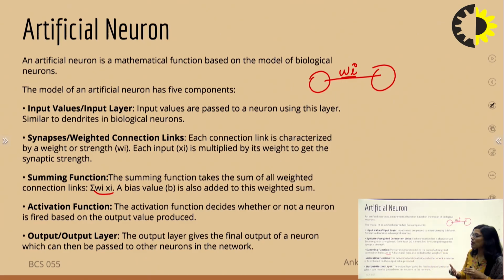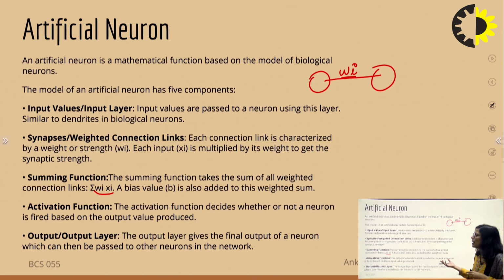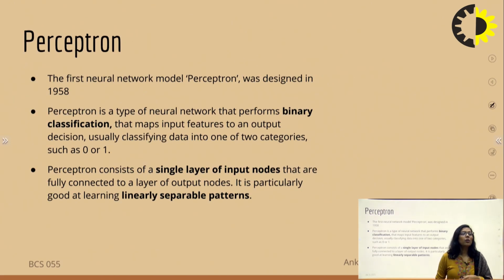The activation function decides whether or not the neuron is fired based on the output value. It converts the output that we receive from the summing function to the actual output that we need. Then the output layer will give the final output from the neural network. Now, when we talk about neural networks, the first thing we need to understand is the perceptron. The perceptron is the simplest neural network possible.